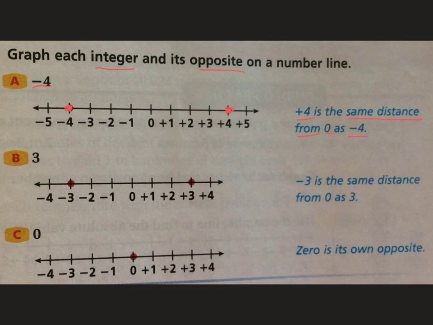Now I have to graph positive 3. Its opposite is negative 3. They are both 3 units from 0. Now if I graph 0 on here, its opposite is itself, so we're just going to write the proof that 0 is its own opposite.